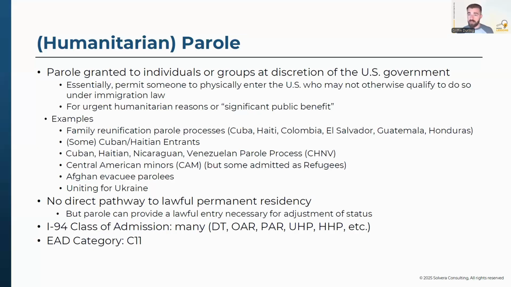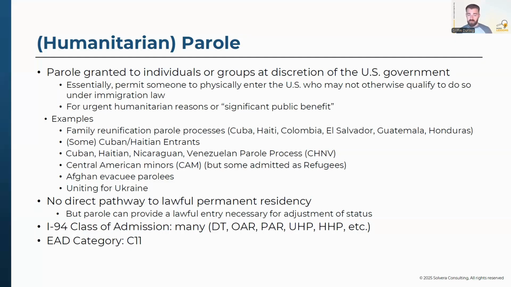There have been, over the last several years, several programs that have been designed for large group parole. There have been several family reunification parole processes. There was the Cuban, Haitian, Nicaraguan, Venezuelan parole processes established under the previous administration. And then there have been parole programs benefiting Central American minors, Afghan evacuees, and those fleeing the conflict in Ukraine. Each of these parole programs has had its own set of eligibility criteria and timelines. Parole is granted on an individual basis and can be granted outside of one of these parole processes as well.